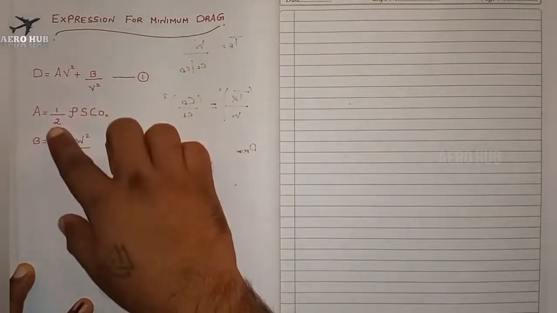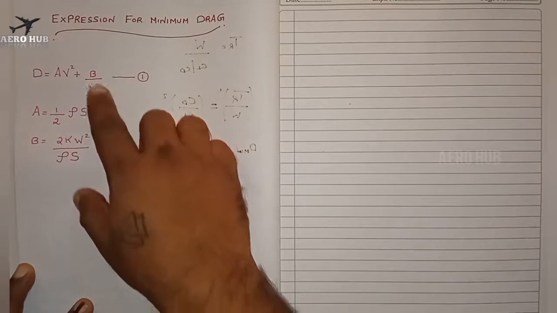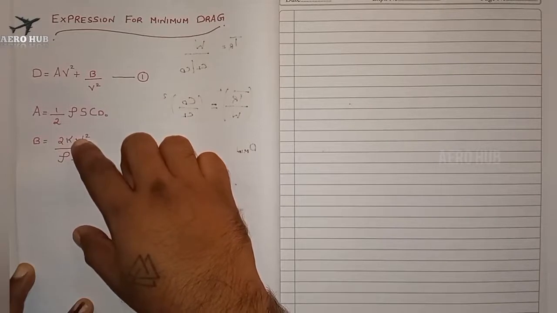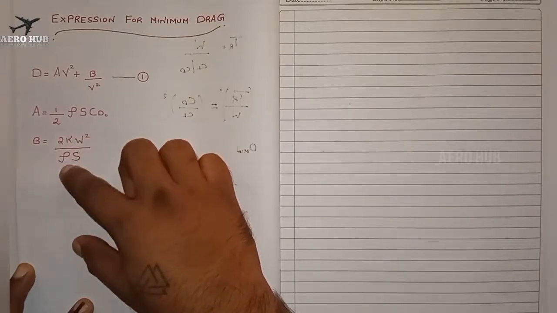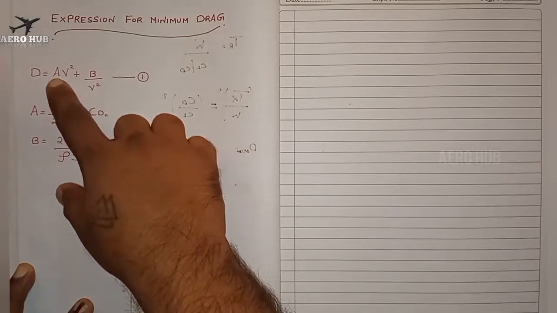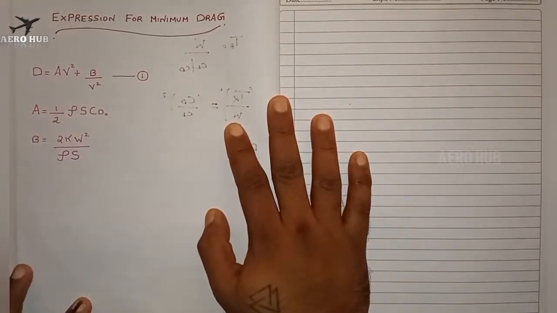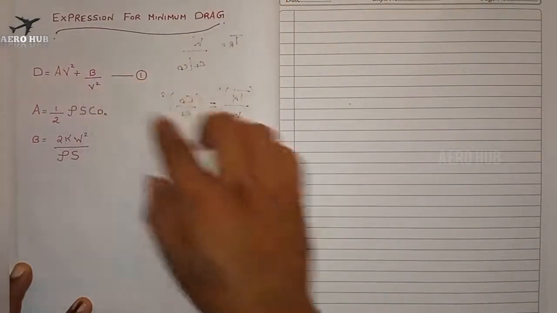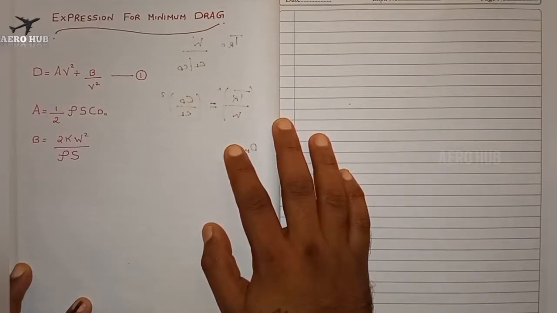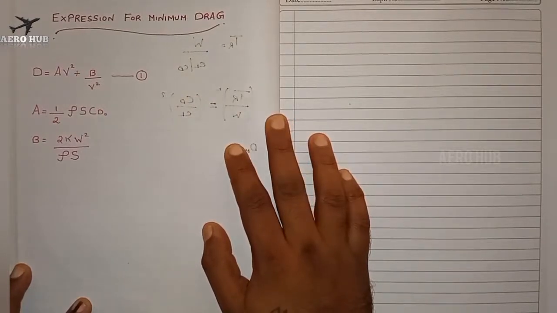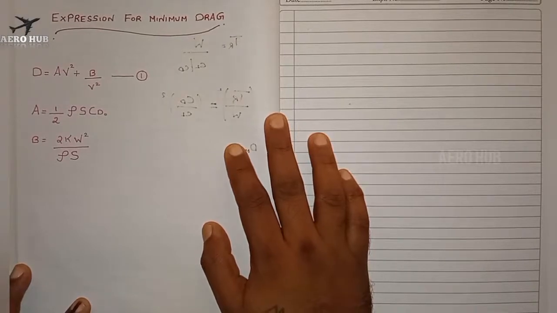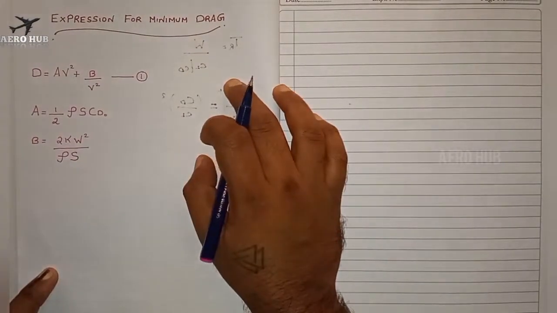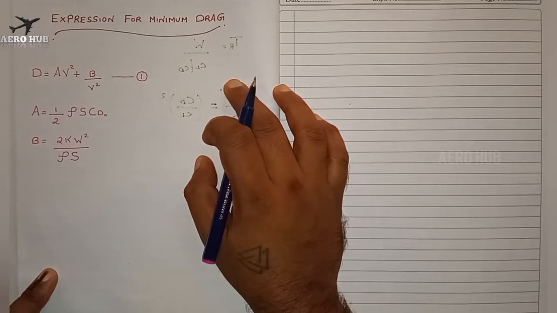Capital A is nothing but half rho S C D naught, and capital B is equal to 2 k W square, where W is the weight of the aircraft, upon rho S. We also found that zero lift drag increases with increasing velocity of the aircraft, and lift induced drag decreases with the increase in velocity. Now we have to derive the minimum drag expression for the aircraft when it is in a straight level flight.